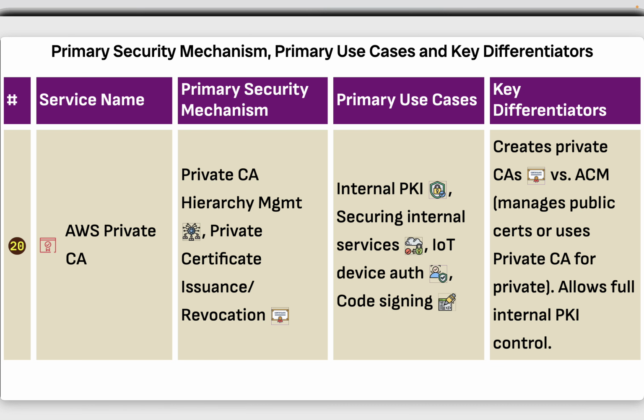Next, we have AWS Private CA. Primary security mechanism is private certificate authority hierarchy management and private certificate issuance and revocation. Primary use cases are internal PKI, securing internal services, IoT device authentication, and code signing. Key differentiators are it creates private CAs, versus AWS Certificate Manager, which manages public certificates or uses Private CA for private certificates. And it allows full internal PKI control.